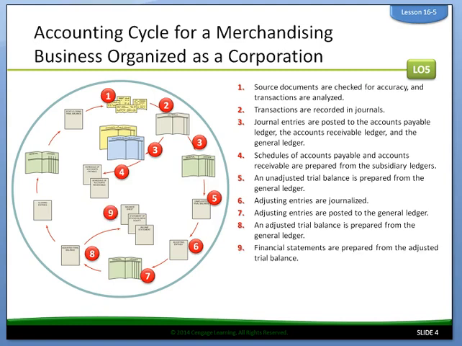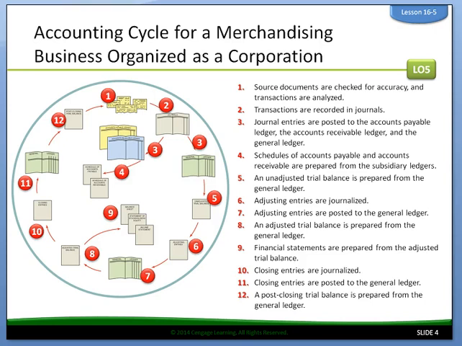And sort of a shoot off from number eight, financial statements are prepared from the adjusted trial balance. Then closing entries are journalized. Closing entries are posted to the general ledger. And a post-closing trial balance is prepared from the general ledger. That is our cycle.